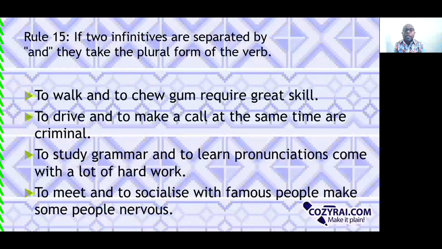So if two infinitives are separated by "and," they take the plural form of the verb. So these are also five main rules that govern subject-verb agreement. We're going to look at some more rules in the next video. Stay tuned.